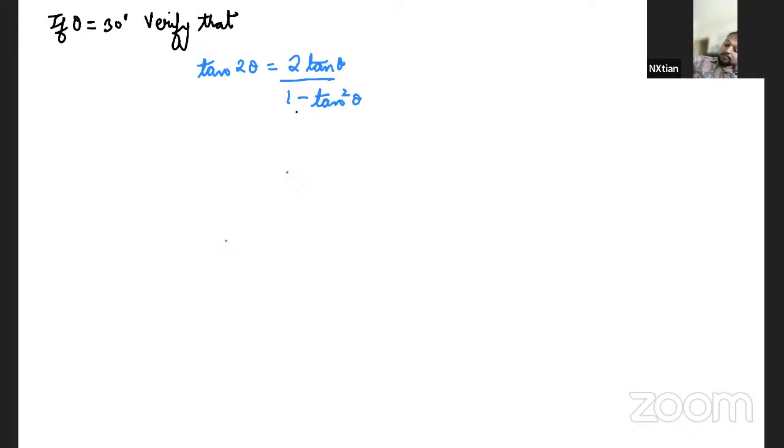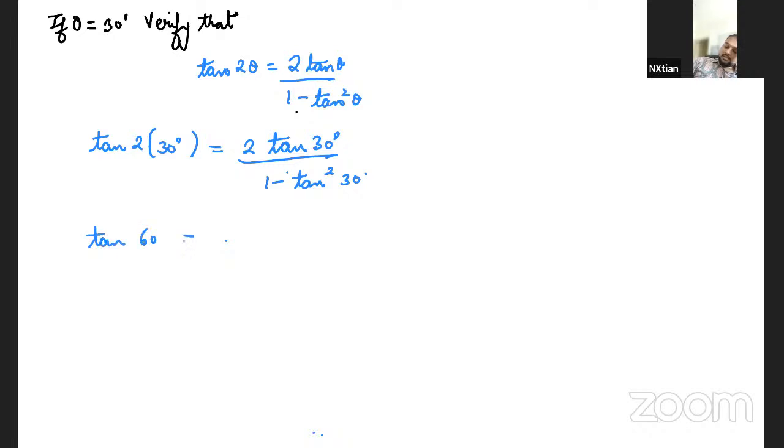Okay. So wherever theta is there, you have to put the value as 30 degrees. So tan 2 into 30 is equals to 2 tan 30 upon 1 minus tan square 30. Okay. So it will become tan 60 degree is equals to 2 tan 30 upon 1 minus tan square 30.